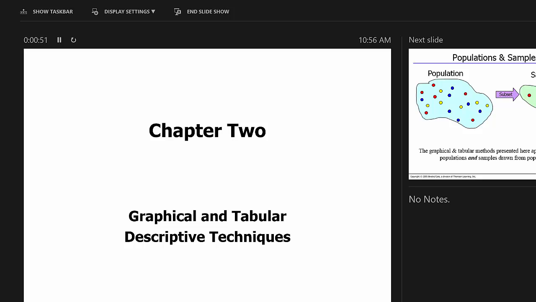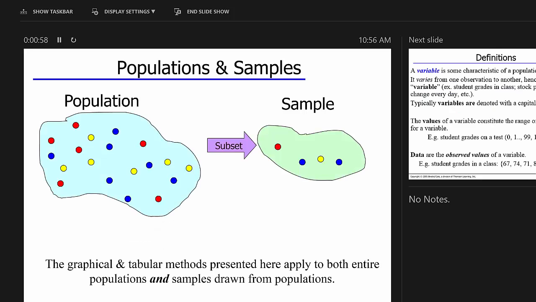So in this chapter, we're going to look at how we can put a picture on the data and also summarize it in the form of a table. But before we do that, whatever we're going to discuss in this chapter equally applies to populations or samples. So it doesn't really matter if we have the entire data set, the population, or just a smaller portion, a sample. What we're going to do is equally applicable either way. So we don't care from that standpoint.